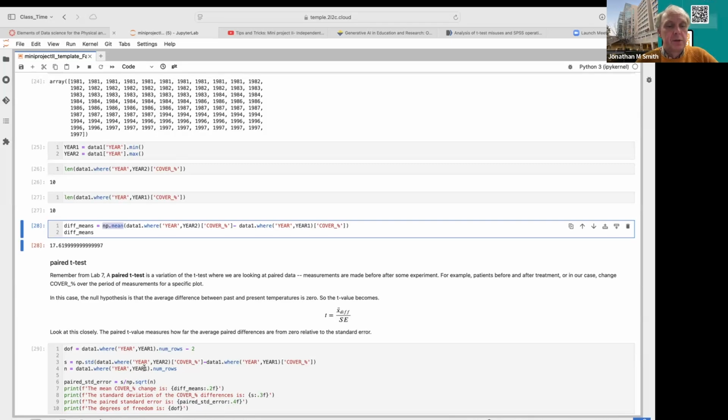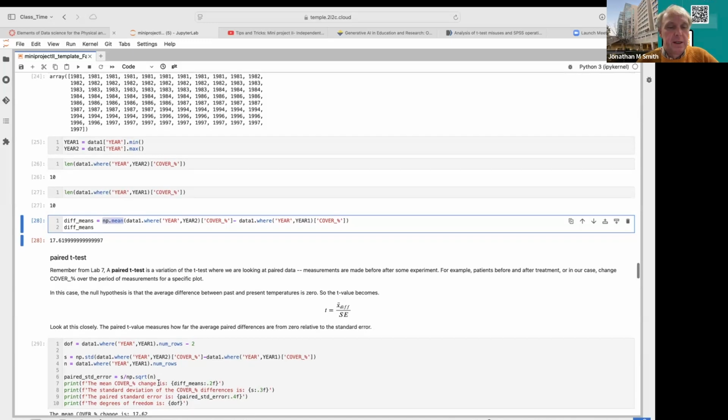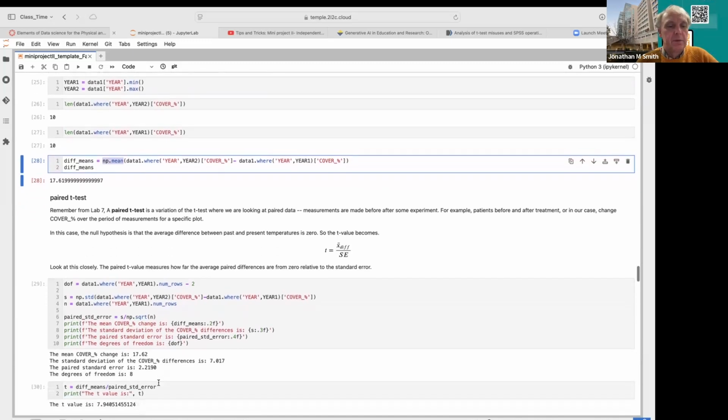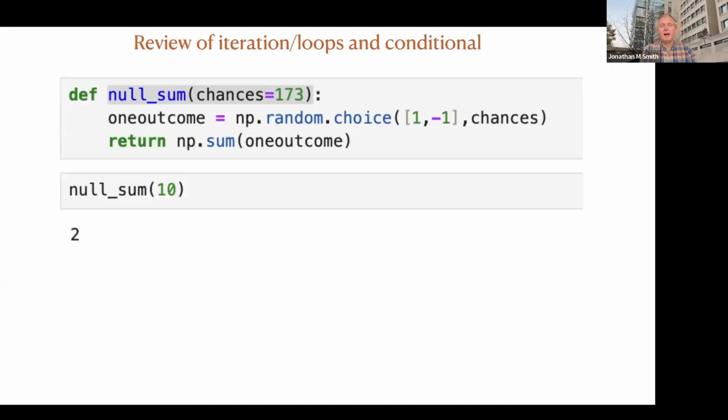And then the n will be the number of rows of data. Again, we have to constrain it to one of these years. And then this paired standard error is particularly straightforward. It's the standard deviation divided by the square root of n. And then we can go down, get things to print out, and then here we can see what the t-value is.